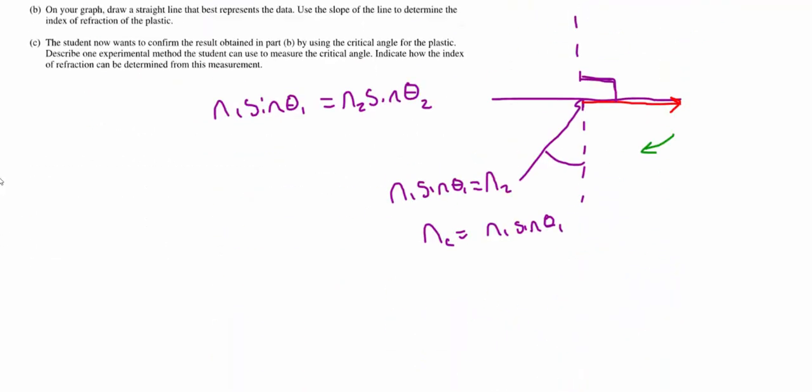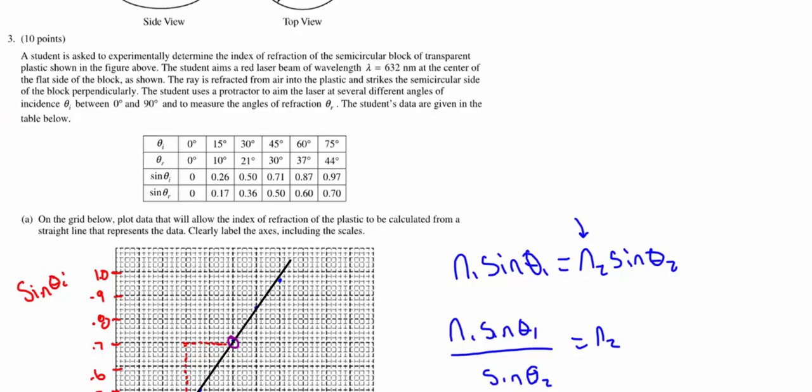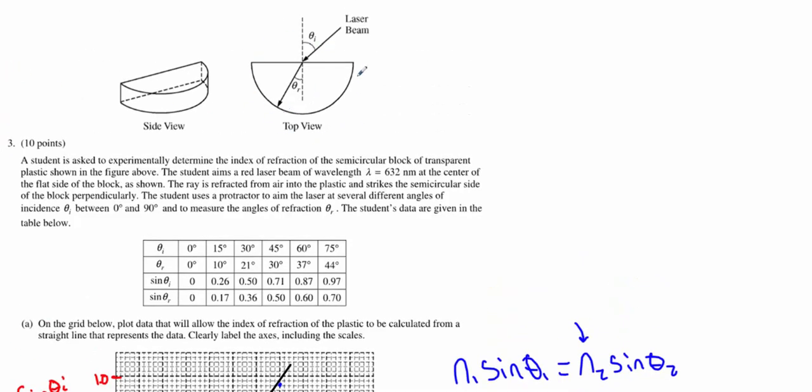To explain that experiment, I want to go all the way back up here and look at my original experiment. And now, instead of shining the light from air to the plastic, I'm going to shine it this way. I'm going to shine it straight on first to show that it'll go straight through the plastic and straight back into the air with no refraction. And then I'm going to increase that angle. I'm going to keep doing that.